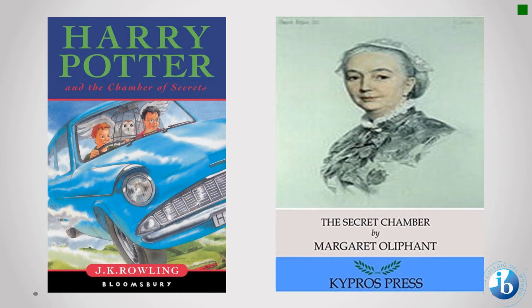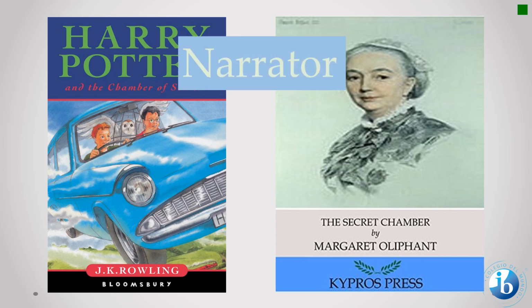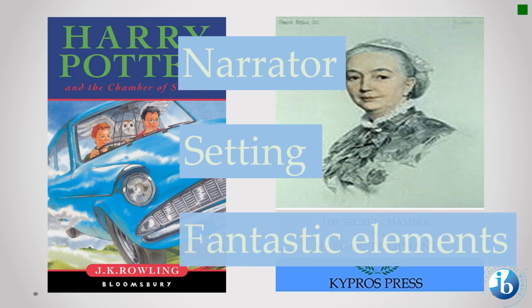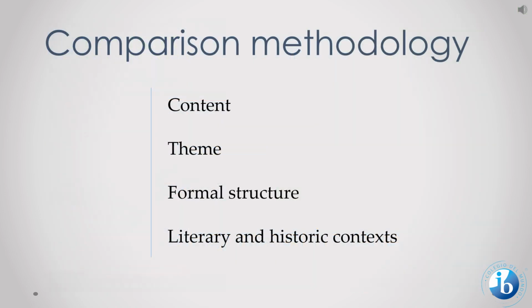To apply a comparison methodology, I selected three elements that I considered most relevant for my investigation. These are the narrator, the setting, temporal and spatial, and the fantastic elements that appeared in each novel, so basically the magic aspects of the story. For each one of these elements, I've taken into account content, theme, formal structure, literary and historic context.